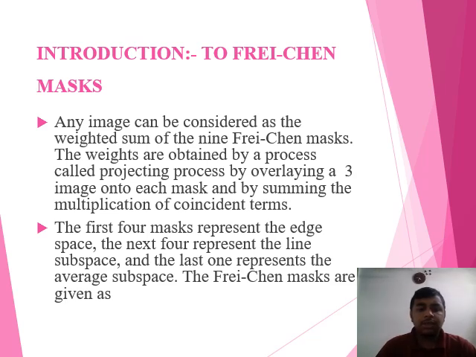Any image can be considered as a weighted sum of 9 Frei-Chen masks. It means if we have an image, then it is divided into 9 Frei-Chen masks. The weights of those 9 Frei-Chen masks are obtained by a process called projecting, by overlaying the image onto each mask. By applying the Frei-Chen mask algorithm, the image is divided into 9 Frei-Chen masks by overlaying the image onto each mask.